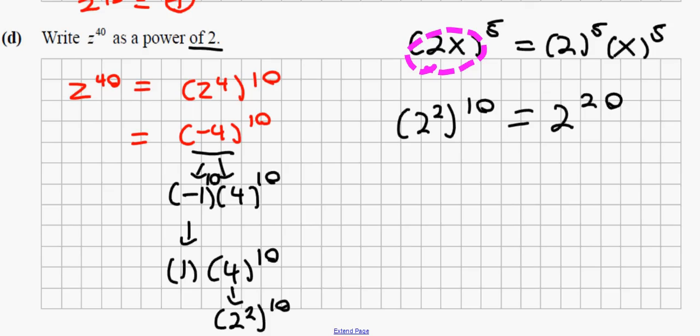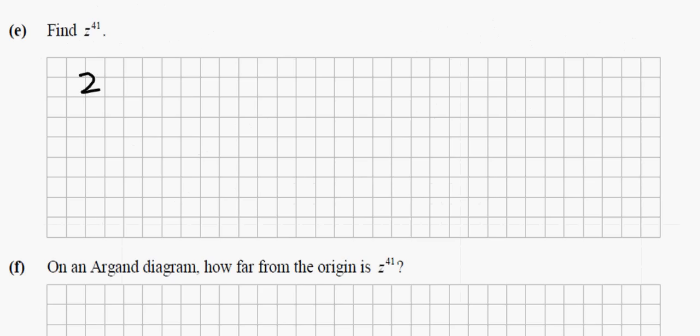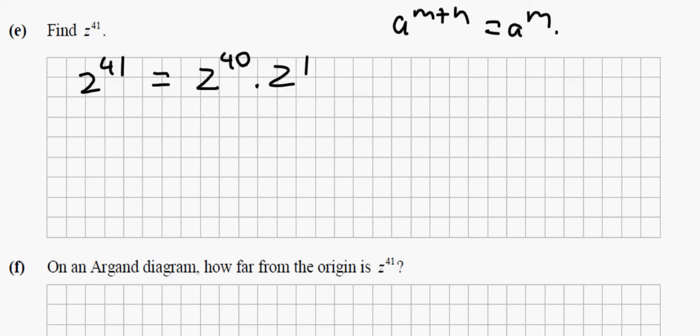Okay. Next part, we got to find Z41. Z41 is basically Z40 multiplied by Z1. Once again, it's this rule. A to the power of m plus n is a^m multiplied by a^n. So, i.e., Z to the power of 41 is Z40 multiplied by Z1. Because when you add them together, you get Z41. We know the answer for Z40.